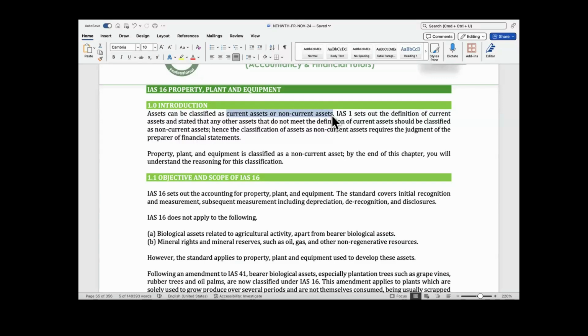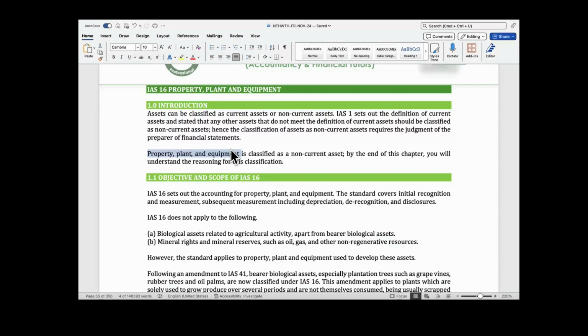However, a level of judgment is required. A certain level of thinking is required when you want to identify a non-current asset. Today, we are going to be looking at a typical example of a non-current asset, and that is this standard on property, plant, and equipment. It is classified as a non-current asset, and you know why. Before I finish today, you certainly know why.